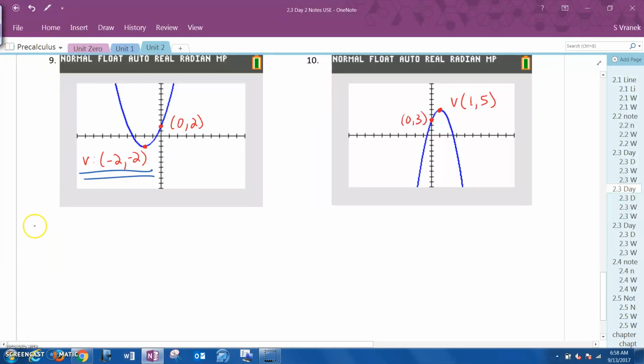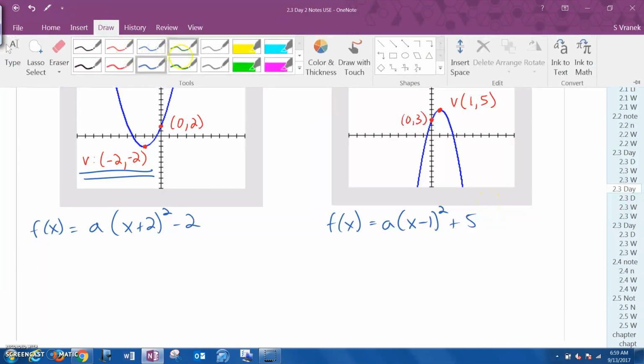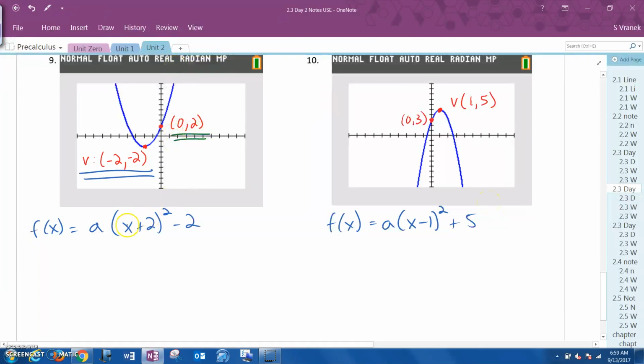So let's do that. I get f of x is equal to a times x plus 2 squared, because it's a negative 2, and then minus 2. That's the starting point for that one. And if we go over here, you can do the same thing for this problem. The vertex is at 1, so it's x minus 1 squared, because it was a move right, and then plus 5. So now what you have to do is take the other point and stick it into x and y. When y is 2, x is 0.